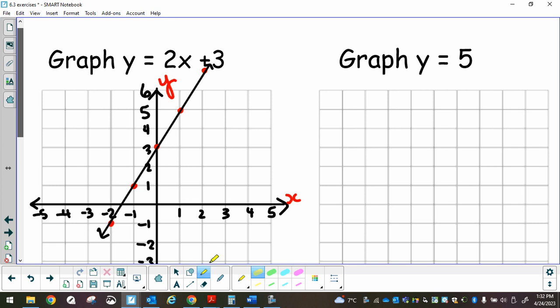Yesterday we talked about too, just a little extra piece here. This plus or minus piece at the end is called your y-intercept. Y-intercept. That is where the line crosses the y-axis. So right here at 3, it crosses at 3. It's a quick way to match up graphs and equations like we did yesterday.